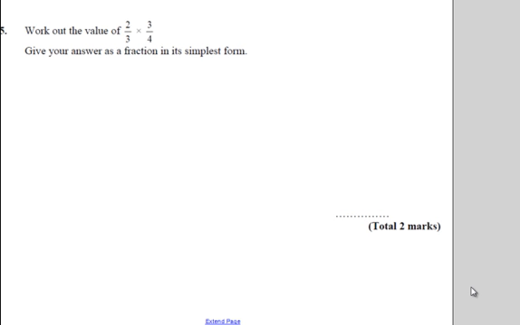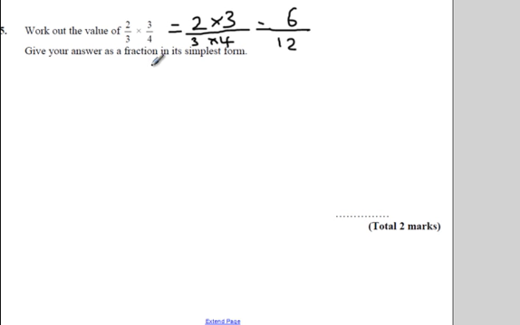Now in this video I'm being asked to multiply fractions, and if you remember when we're being asked to multiply fractions, all we need to do is multiply the top and multiply the bottom. So this becomes 2 multiplied by 3 all over 3 multiplied by 4. So 2 times 3 is 6 and 3 times 4 is 12. Now it's worth 2 marks, that's only going to get me 1 mark.